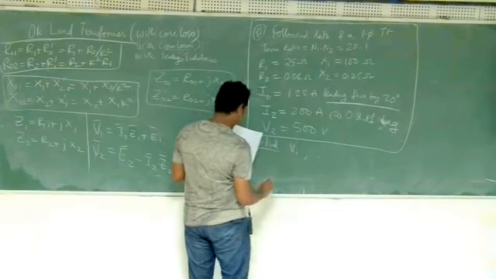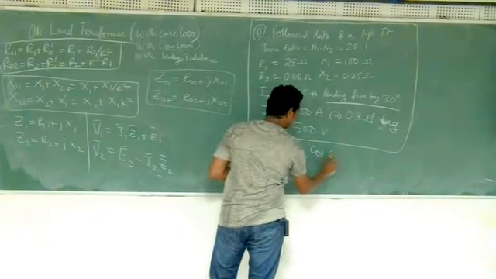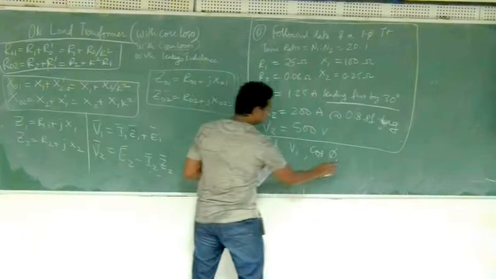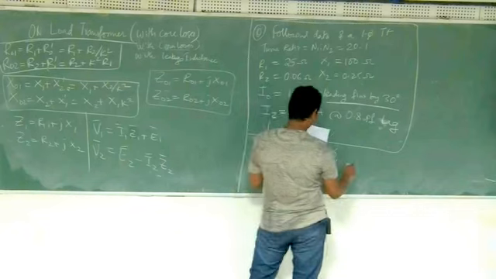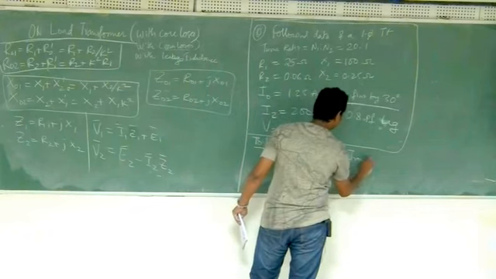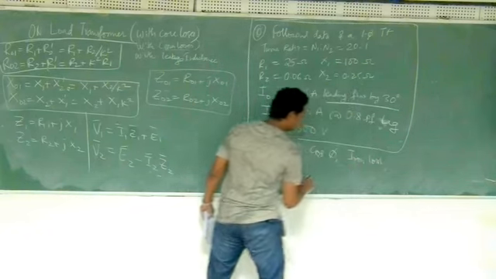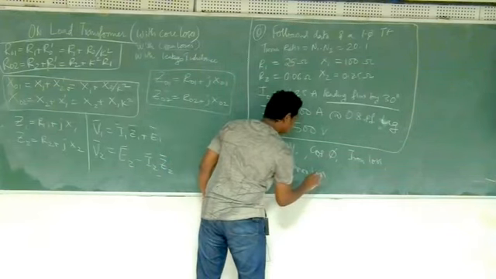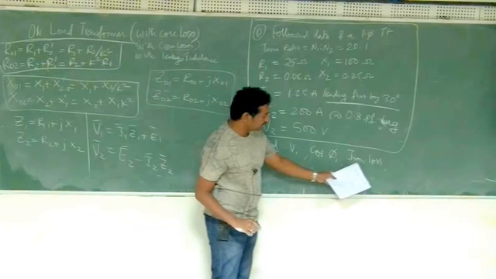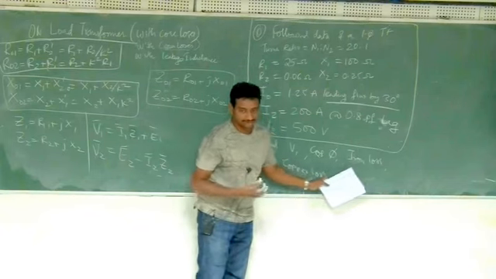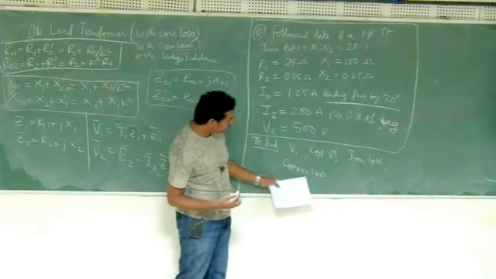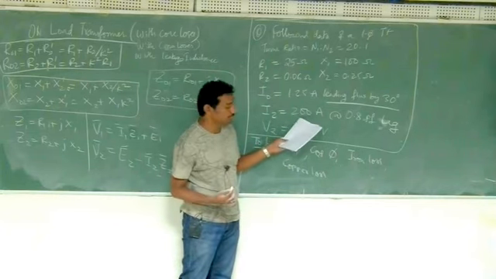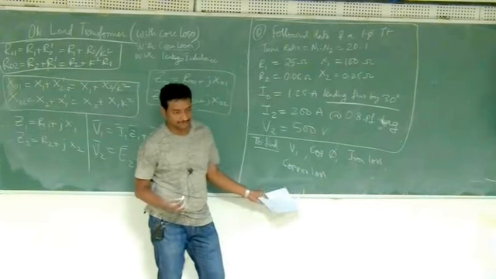V1 and cos phi 1, that means the power factor of the primary. And you have to find out the iron loss and the copper loss. This iron loss is fixed because the flux is fixed irrespective of the load, but this copper loss depends on how much is the load. So it is assumed that for 200 amperes of load, how much is the copper loss?